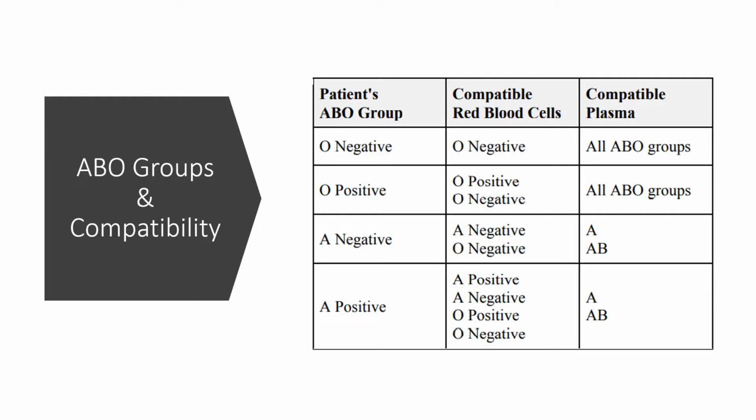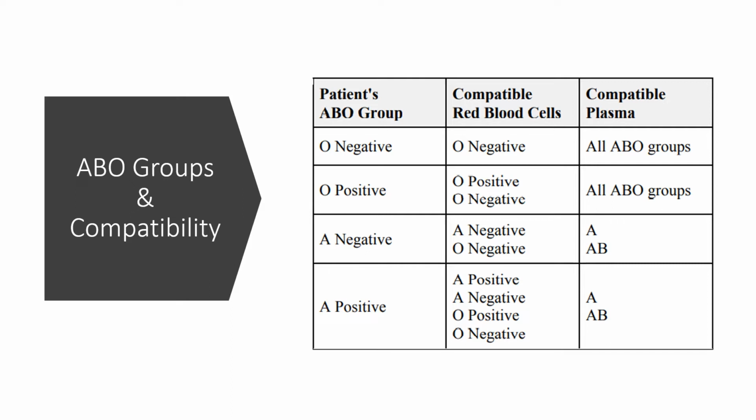Next, each group can be either Rh positive or Rh negative, which means in total there are 8 groups. Rh, or rhesus factor, is an inherited protein found on the surface of red blood cells. If your blood has the protein, you are Rh positive. If your blood lacks the protein, you are Rh negative. This table explains, based on your blood group, to whom you can donate or receive blood from.